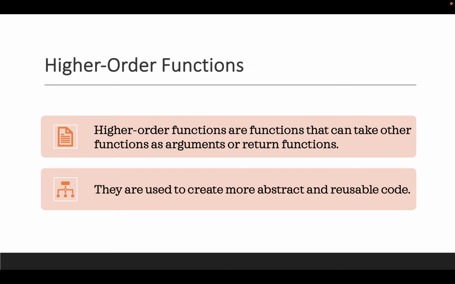Now we go to higher order functions. The higher order functions are functions that can take other functions as arguments and return functions. So they are used to create more abstractions. Code reuse also is one important thing that can be facilitated by higher order functions. We will see examples in next slides.